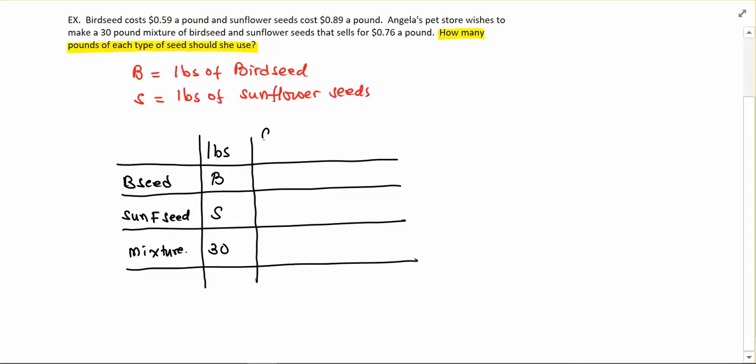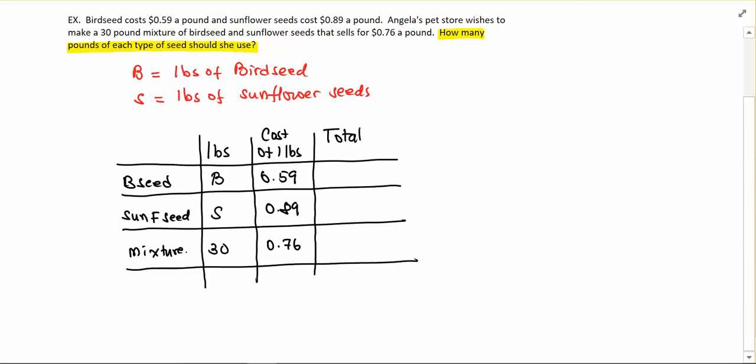So cost of 1 pound, right? So make sure we only put costs of 1 pound in that column. So the birdseed costs 59 cents a pound, the sunflower seeds cost 89 cents a pound, and do we know anything else? 76. The mixture costs 76 cents a pound. Okay, and then what about the last one? There's usually always a third column, and that will be the total cost.